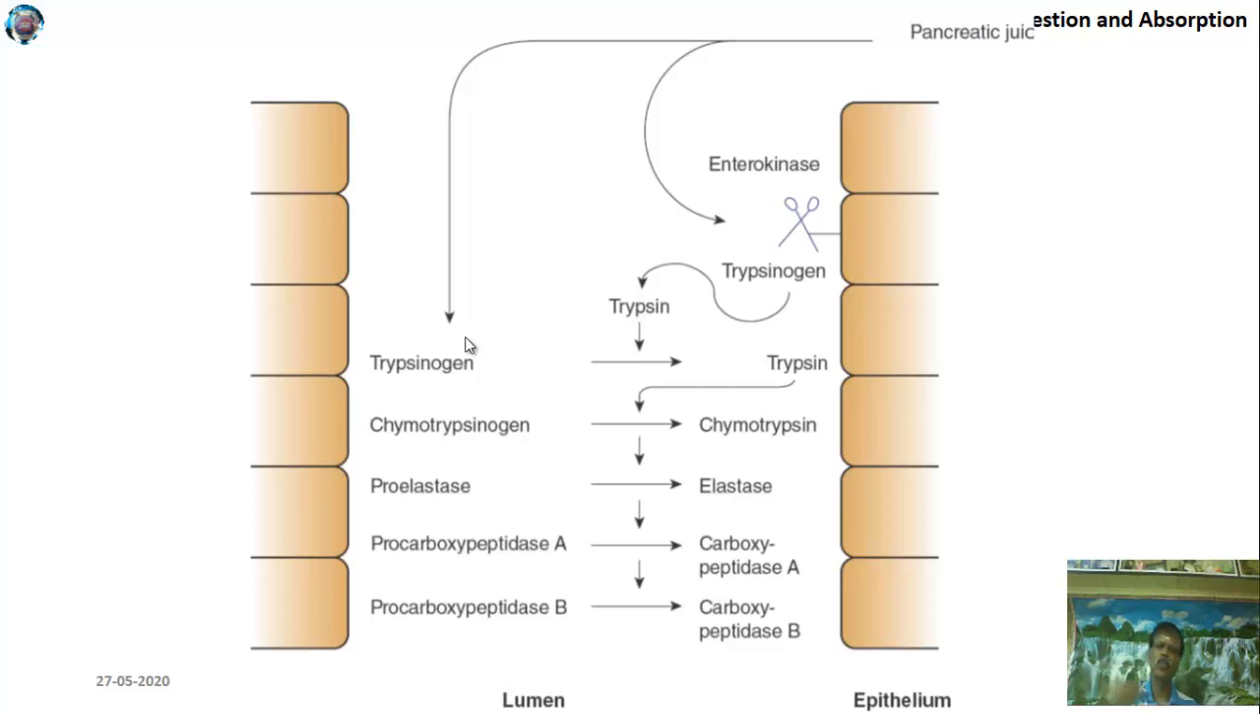For example, the enterokinase enzyme converts trypsinogen into trypsin. Then trypsin converts chymotrypsinogen to chymotrypsin, proelastase to elastase, procarboxypeptidase A to carboxypeptidase A, procarboxypeptidase B to carboxypeptidase B. Then only these enzymes are going to act on proteins and cause the digestion of proteins.